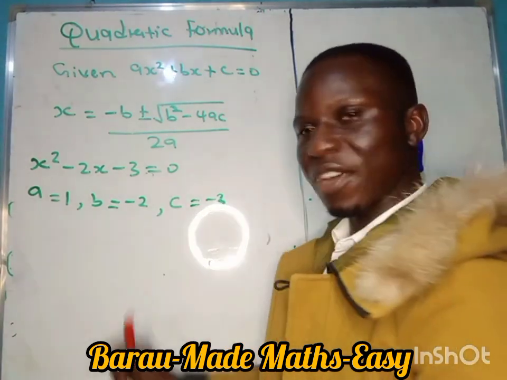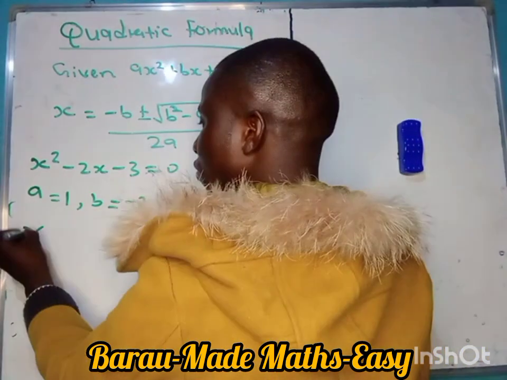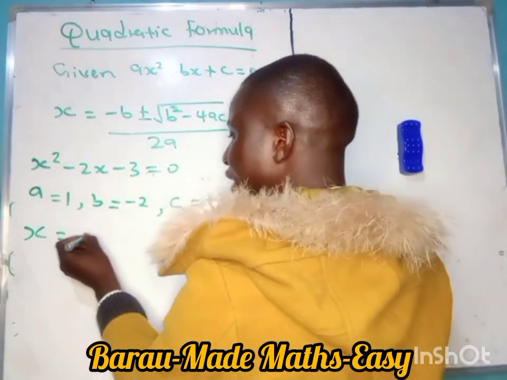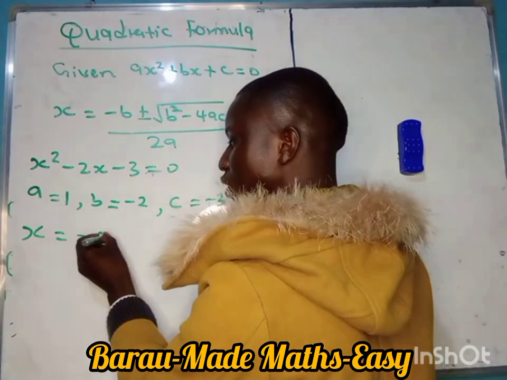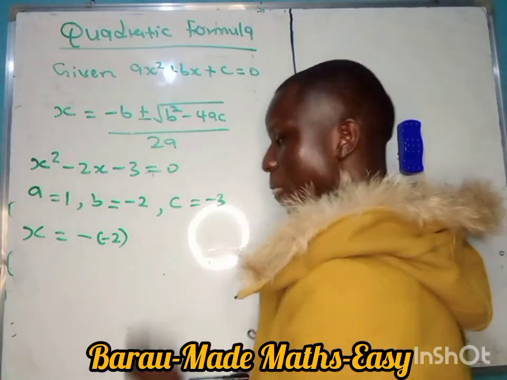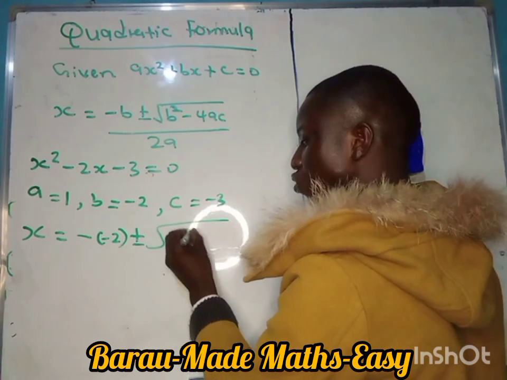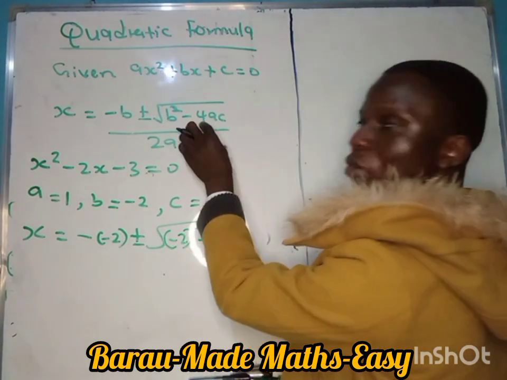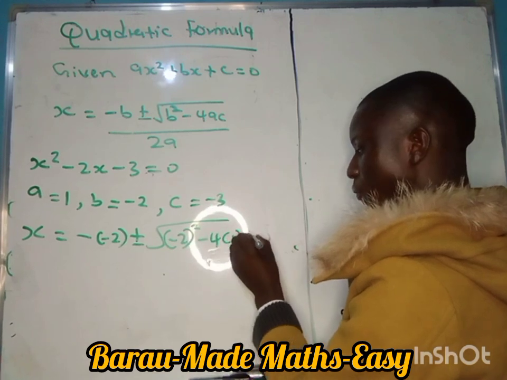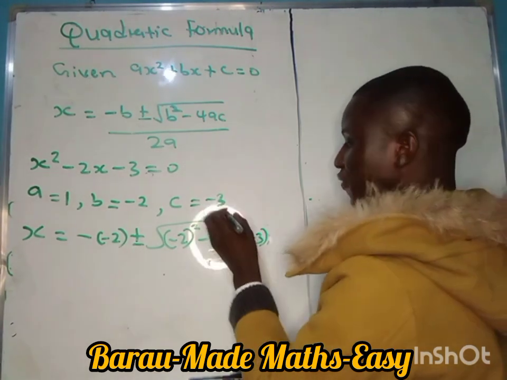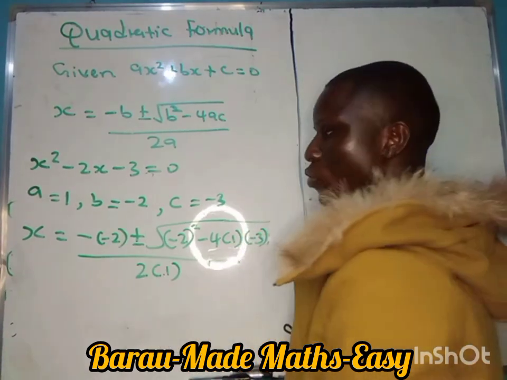So we'll substitute these values in our formula to get the values of x. So our x will now be negative b. So negative, the value of b is itself negative, so we need to open a bracket before we substitute the value of our b. Plus or minus the root of b squared, which is negative 2 all squared, minus 4 times a times c. That will be 4 multiplied by 1 multiplied by negative 3. We divide by 2 times a, which will now be 2 times 1.